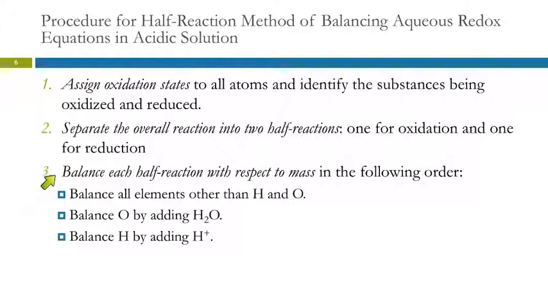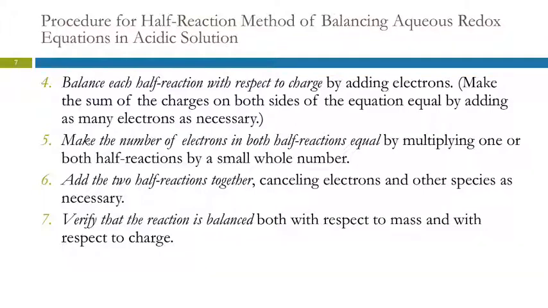First, we're going to balance by mass. So balance everything but the hydrogen and the oxygen. Then balance oxygen, and we're going to balance oxygen by adding water where needed, because all of these are aqueous reactions. Sometimes the water participates in the reaction. And after we balance the oxygen, we'll balance the hydrogen, and we'll do that by adding hydrogen ions.